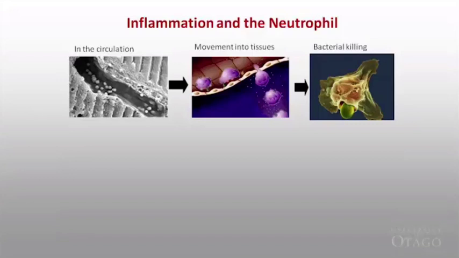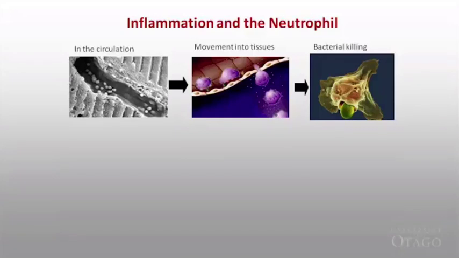So these cells have got to get out, and they receive signals when there's something wrong in the tissues, and they migrate through the wall of the blood vessel and into the tissues, and that's where they carry out their business. And their business is this. Fundamentally, these cells are our bacterial and pathogen killers. They're the first responders to infection, and they do this.